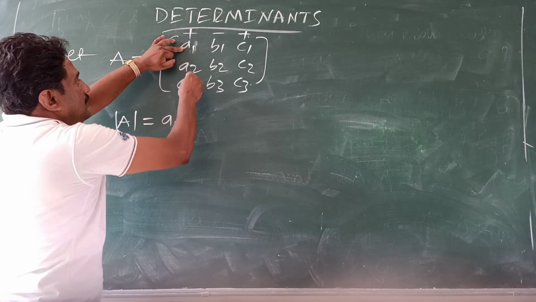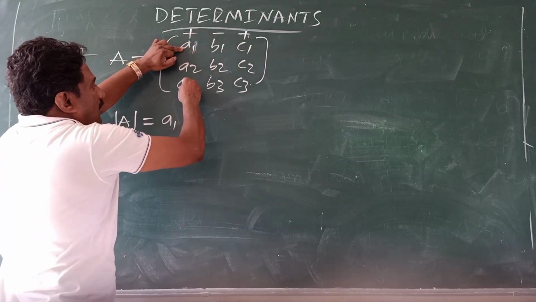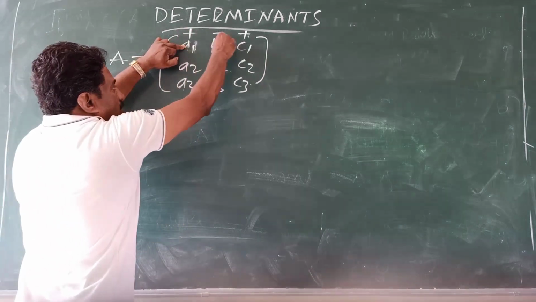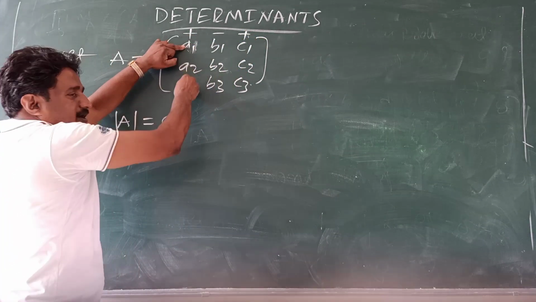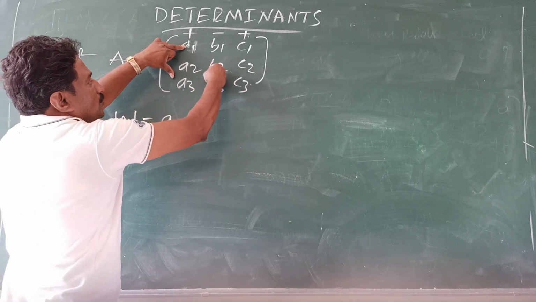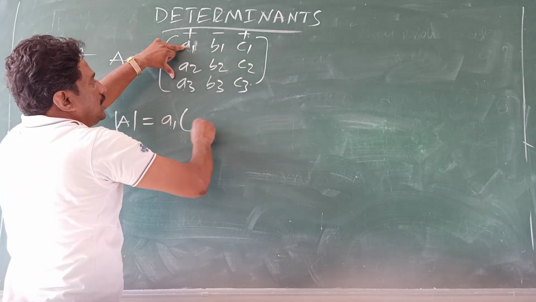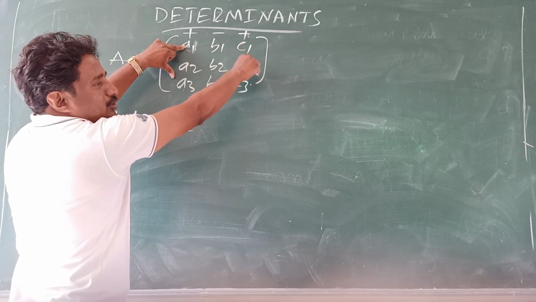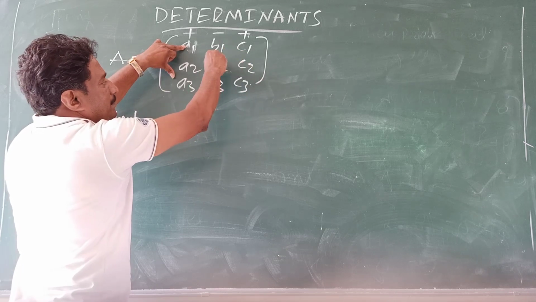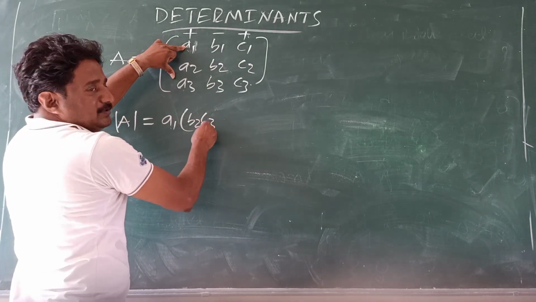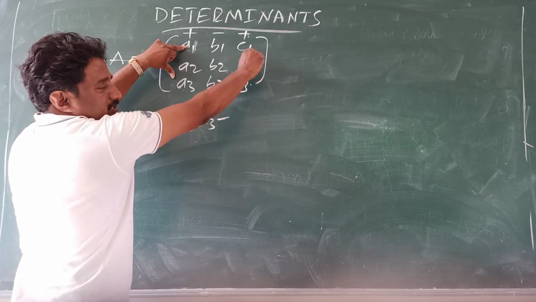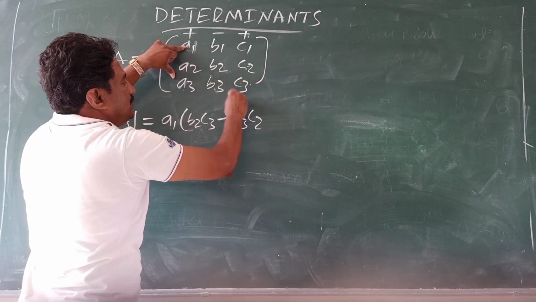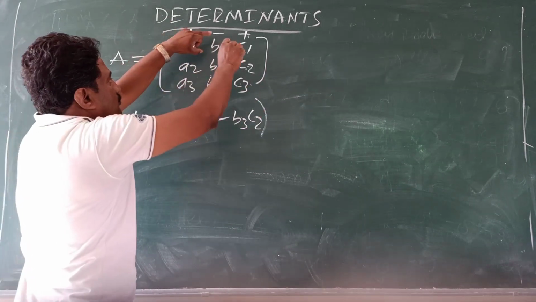After taking A1, leave the row and column containing A1. Leave the row containing A1, leave the column containing A1. What remains are these 4 elements. Find the determinant of those 4. You know how to find the determinant of these 4 elements. First product is this one, B2 C3 minus B3 C2. Over.